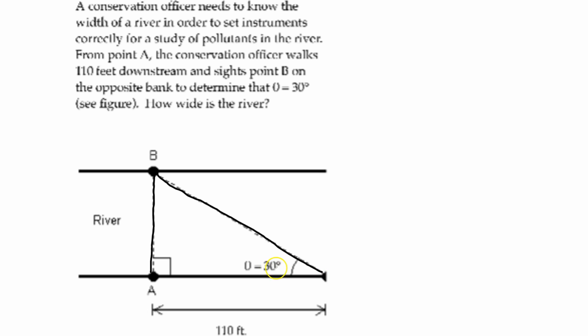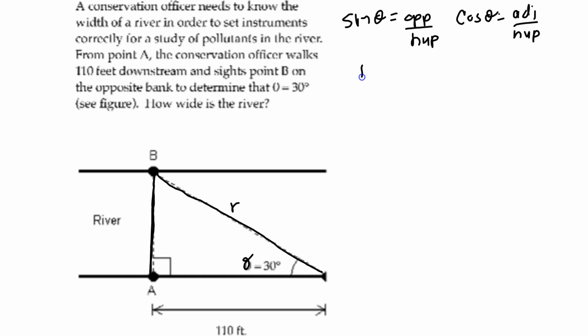So we have 30 degrees as theta. We don't know the hypotenuse, and we don't know the length of the river. So we have to use one of the trig functions. We know that we have sine of theta, which is opposite over hypotenuse, or we can use cosine of theta, which is adjacent over hypotenuse, or tangent of theta, which is opposite over adjacent.